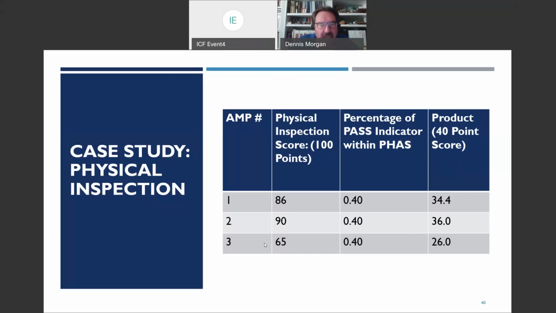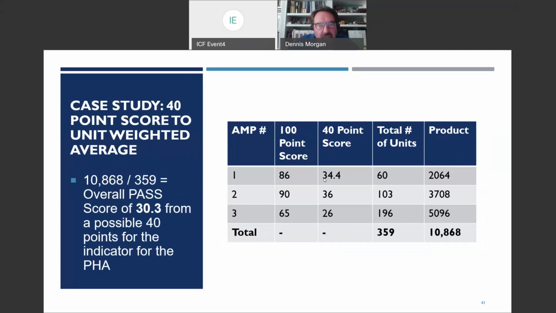Now I'll take that score. The 86 was converted, on a 40-point system, to 34.4. Multiplied times the number of units, that gives me 2,064. That's the weight, that's the product of that particular AMP. Property number 2 scored 90, which on a 40-point system is 36, times 103 units. That gives me 3,708 as a product. Property number 3 scored a 65, which on a 40-point system is 26, times 196. That gives me 5,096.